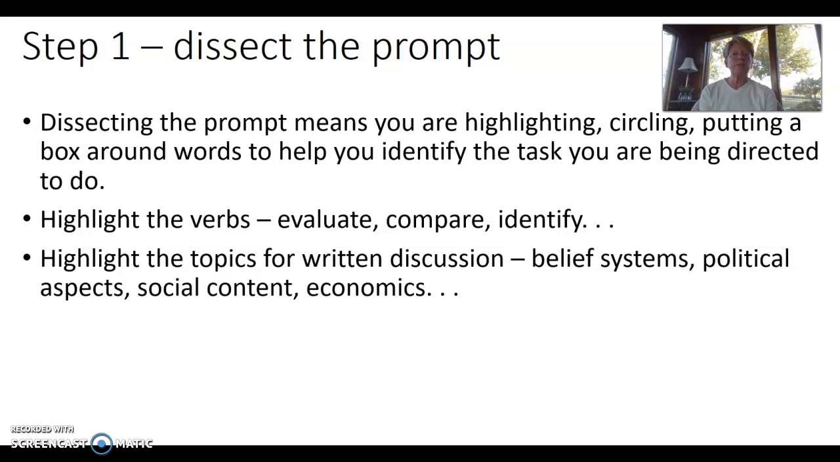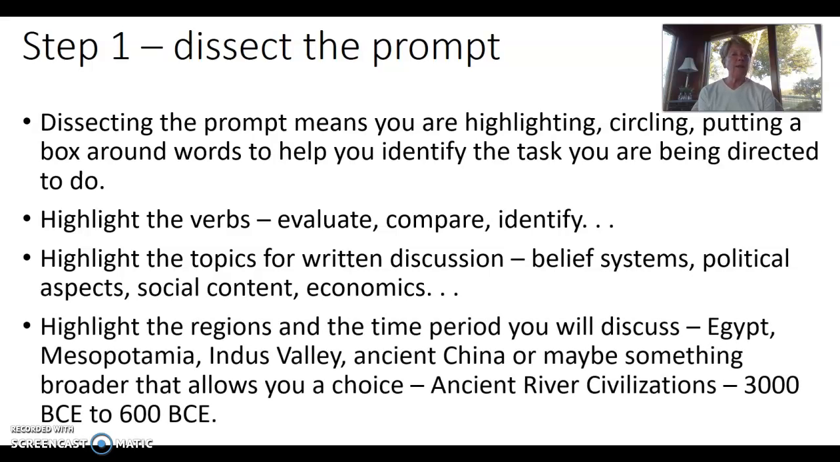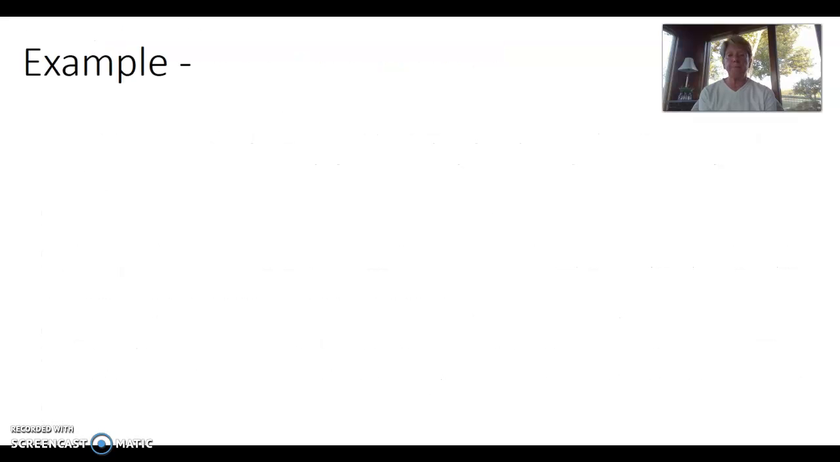And then you'll have some topics that you'll be discussing. It might be belief systems or political aspects or social content or even economics. So then you will highlight the regions from the time period that you will discuss. So we are looking at the 4 ancient river civilizations: Egypt, Mesopotamia, Indus Valley, ancient China, or maybe even something broader that allows you a choice. So your prompt might say ancient river civilizations from 3000 BCE to 600 BCE.